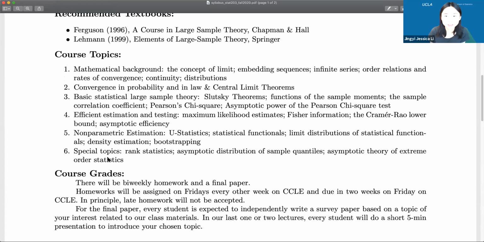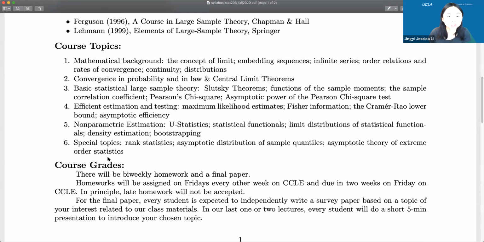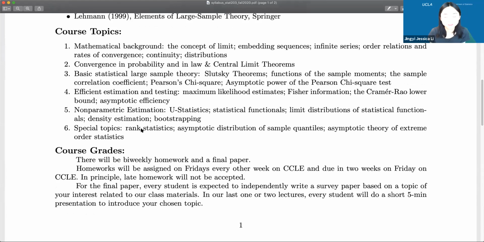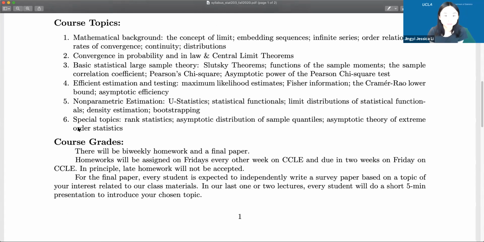So those are the things that we use a lot in applications. For example, a famous rank statistic is the median. And also the sample quantile is more general than the median. The median is the 50th percentile. And for extreme order statistics, we mean the maximum, the minimum, the second largest, the second smallest. So those statistics are what we mean by extreme order statistics.